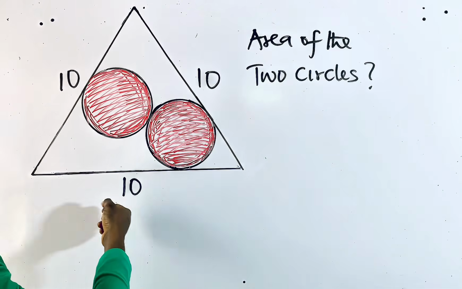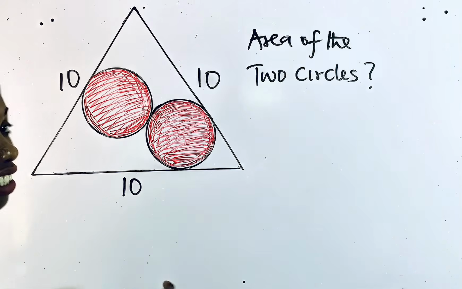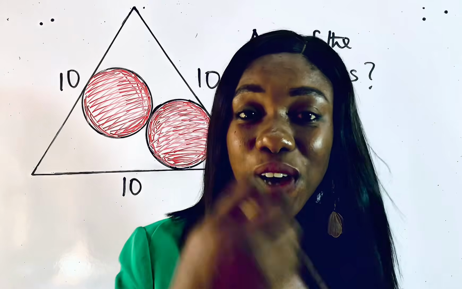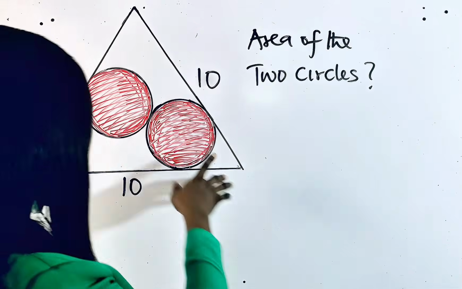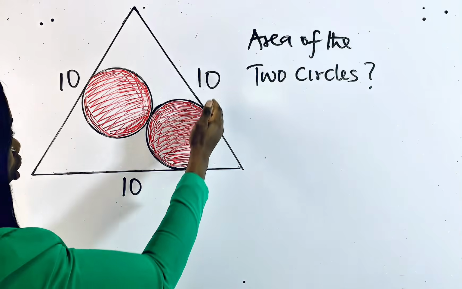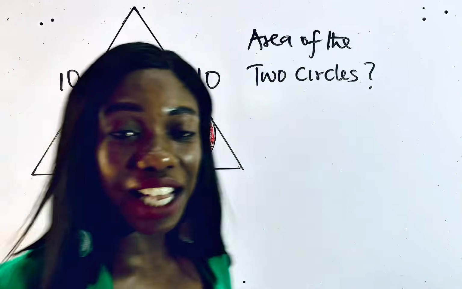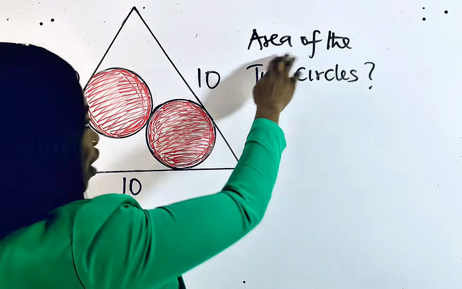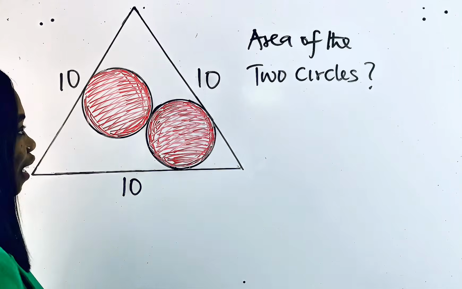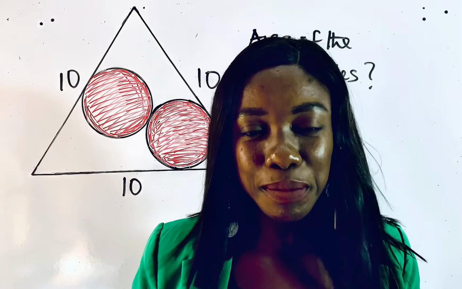We are given an equilateral triangle that measures 10 units, and inscribed are two identical circles such that they both touch each other at this point and also touch the sides of the triangle. The question is asking us to find the area of the two circles. It's just so easy, relax. Let me take you through that step by step.